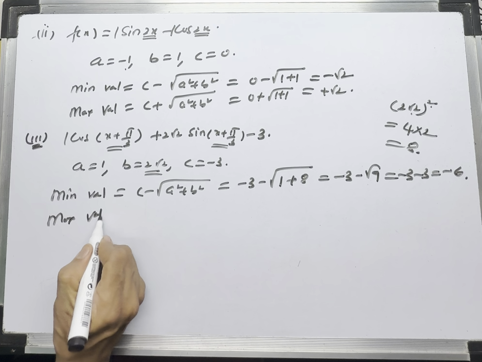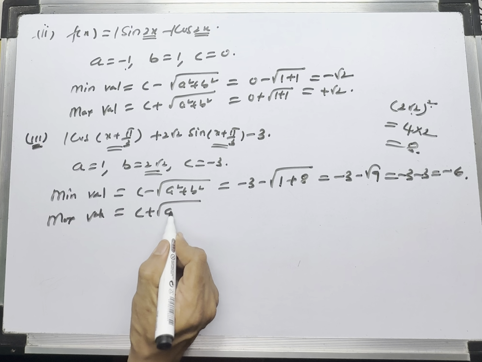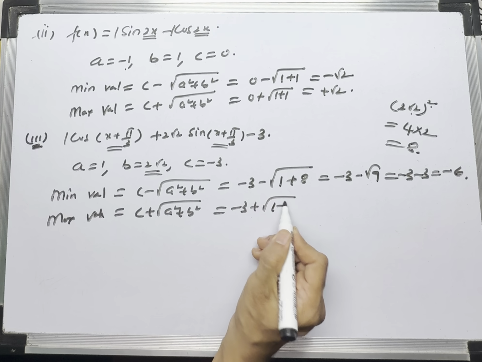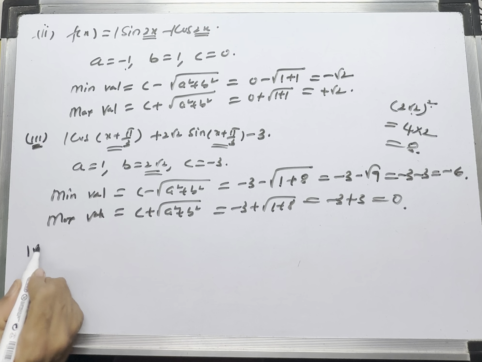Then maximum value. Same formula, c plus, only a plus sign is there in between. Minus 3 plus root 1 plus 8. Similarly minus 3 plus 3, that is 0. Minimum value and maximum value, both we got. Now the most important bit is this one.